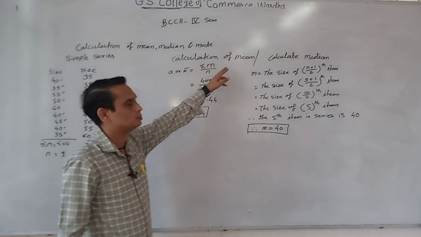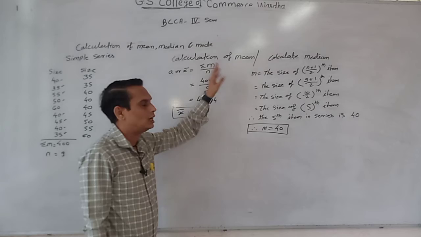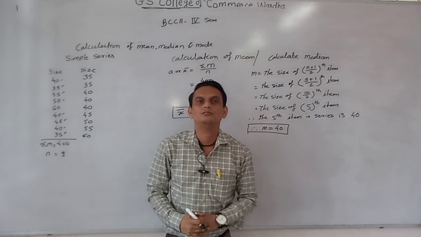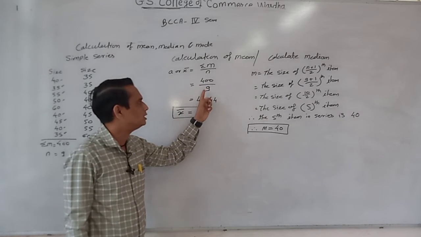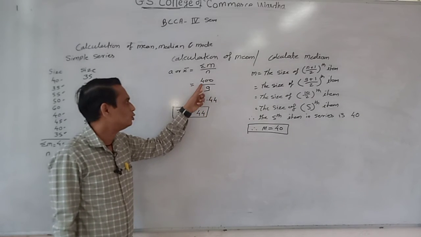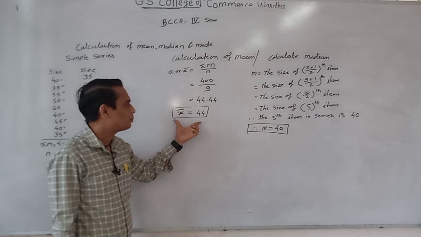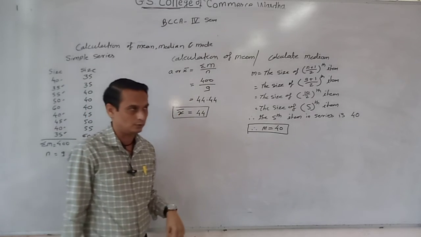First calculation is mean. Mean is nothing but the average value of a series. The average value of a series is calculated as the total of observations divided by the number of observations. So summation x divided by n equals mean. So 400 divided by 9 is 44.44. So approximately, x bar, the mean, equals 44.